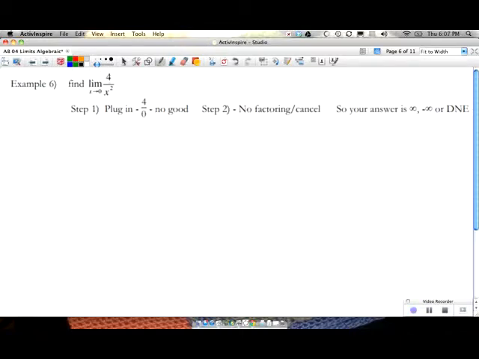Okay, find the limit as x approaches 0 of 4 over x squared. So again, you plug it in, you get a number over 0. Now that should imply it's some type of infinity. We don't know which one. We can't factor or cancel or reduce or simplify anything, so it's got to be one of these. So let's look at the left and the right.